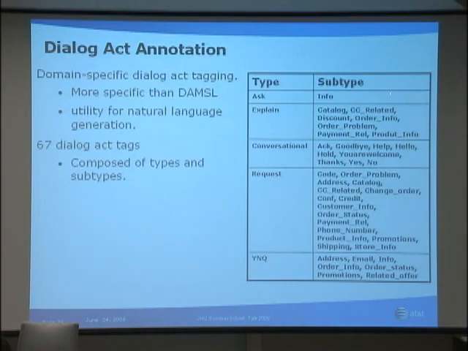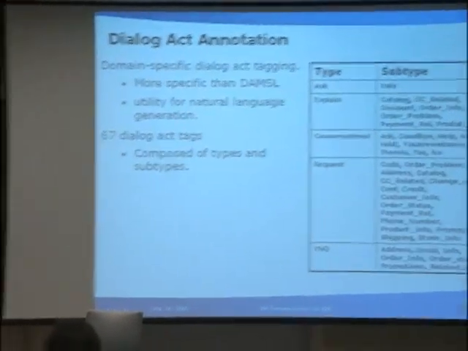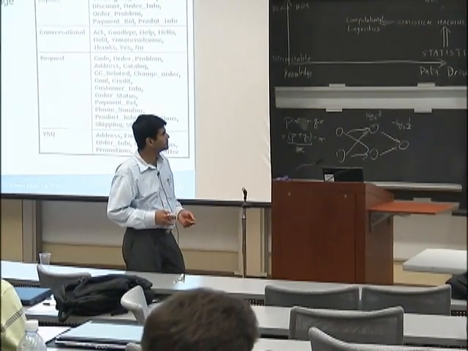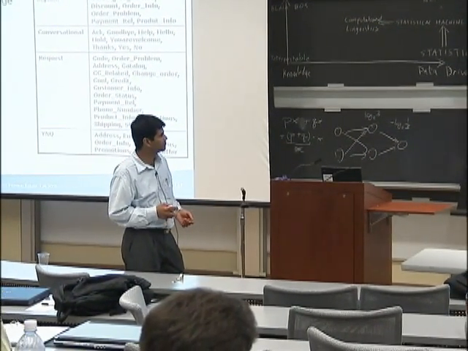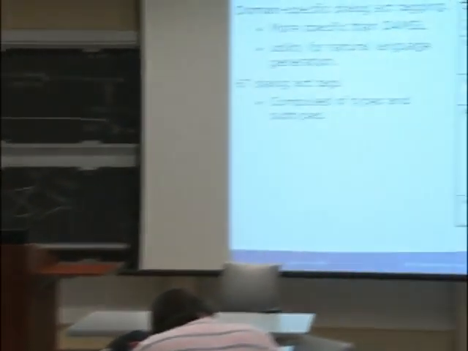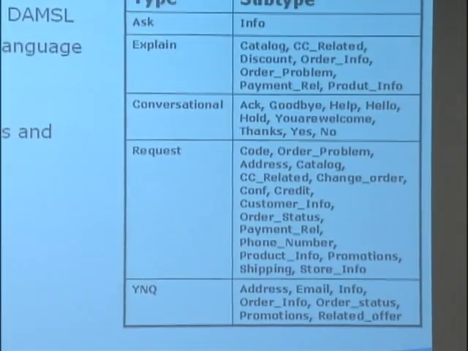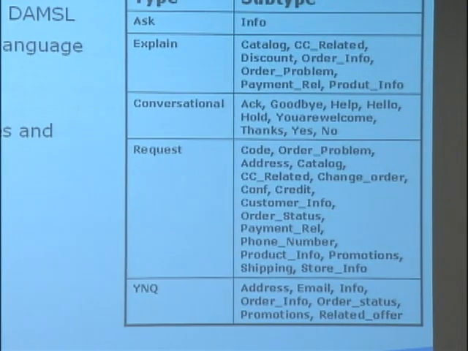Dialogue act annotation: instead of 13 tags, we happen to have 67 tags, which have meaning in this domain, which makes sense in this domain. Partly because we need to generate, so the system needs to verbalize how to say request account information or something like that. So these are some of the tags that you see, and there is a type and a subtype, so it could be explain catalog, explain order info, and so on and so forth. So these are meaningful for generation purposes.